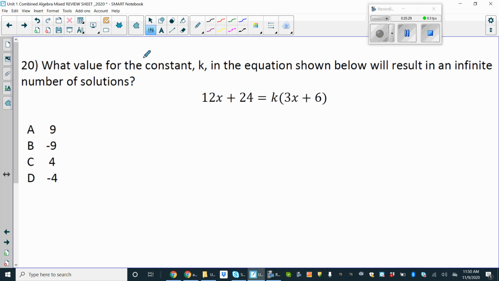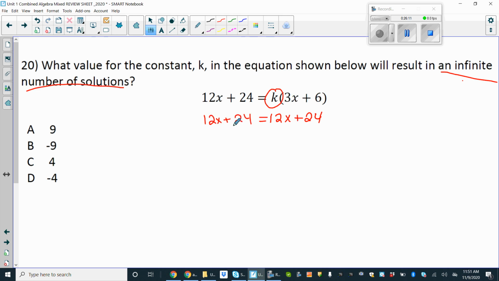20. For which value for k, constant k, in the equation shown below will result in an infinite number of solutions? So we want to know what k has to be in order to make this equation have infinitely many solutions. We know that when an equation has infinitely many solutions, it has equal expressions. So the equation is equal on both sides. If this side says 12x plus 24, we want this side to say 12x plus 24. That is our goal, to have one side of the equation be equal to the other side.